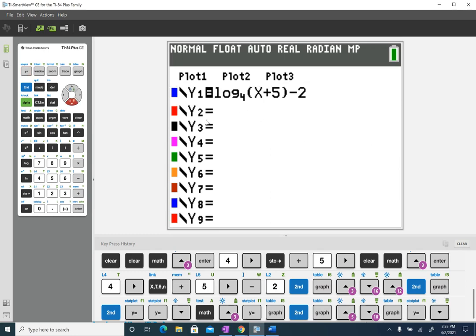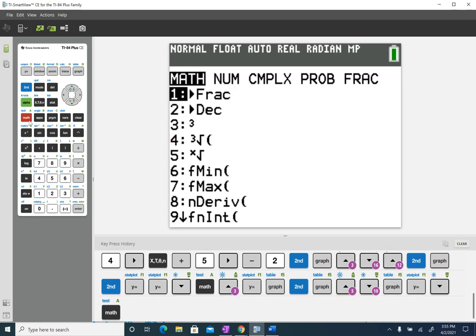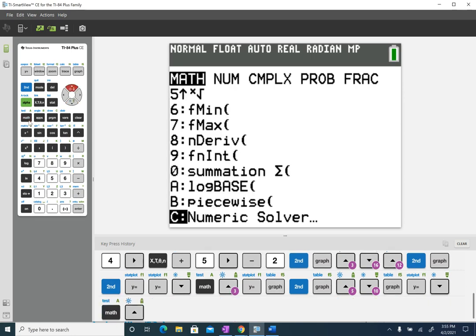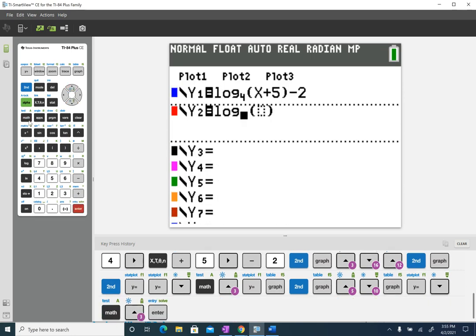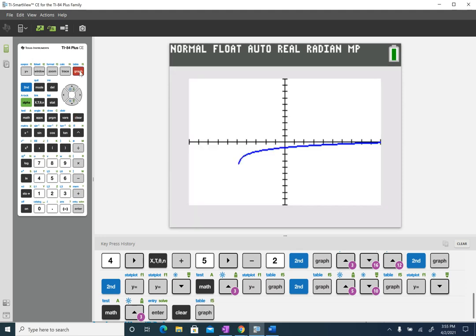Just as a reminder, to bring up the log, you're going to press the math key. Then you're going to scroll up or down to the log base option, and then you can go ahead and plug in whatever values you want. So I already did that for number 1. So remember, if you press the actual graph key, it shows you the picture. It won't always be complete, though, because it doesn't show you the asymptote. So you have to be very careful to put it in yourself.